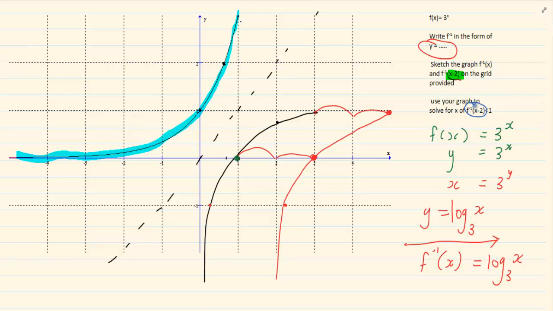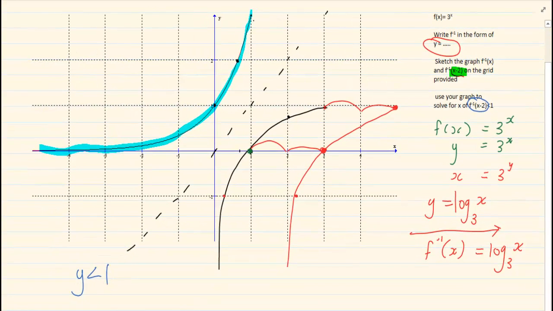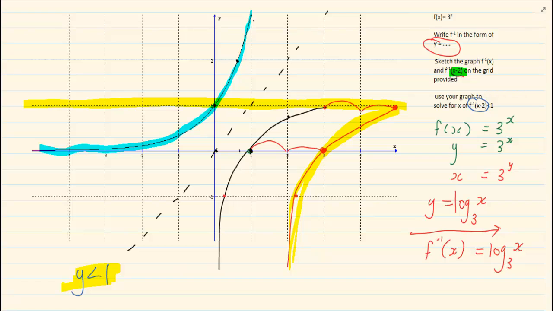When they are talking of f inverse of x minus 2, they mean y. Where is y less than 1? But which graph? This graph. Where it's f inverse of x minus 2. Now if we were working with the original graph, if we were working with f inverse of x, we would have said that it would be from 0 to infinity.